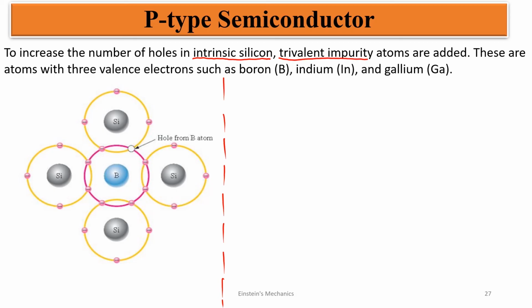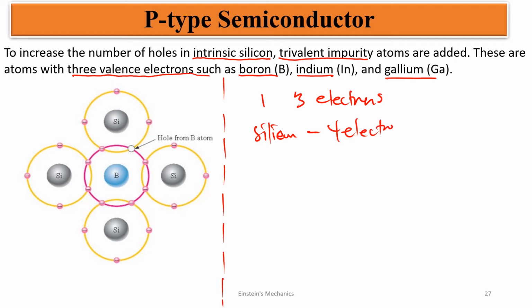Now, trivalent impurity means it has 3 electrons in its what? Valence shell. Are we okay? So there are 3 valence electrons, and such atoms include the boron atom, the indium, and the gallium atom. They all have 3 valence electrons. Remember, the silicon that we are going to dope already has 4 electrons, right? So let's look at the diagram.